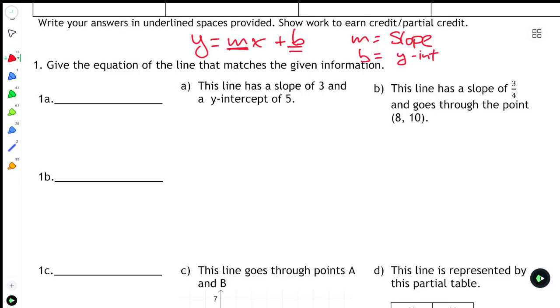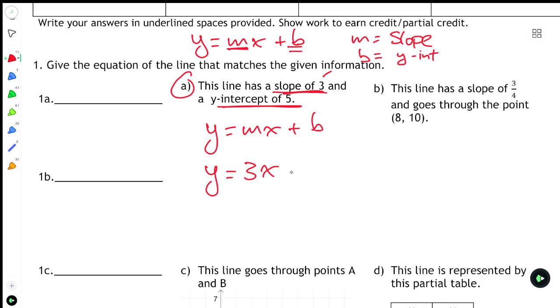So if we look at this first problem, question 1, give the equation of the line that matches the given information. For A, it says this line has a slope of 3 and a y-intercept of 5. What's nice about that is we know the two things that we call parameters, the things we need to write down the equation of a line. The slope is 3, so I'd write y equals 3 times x, and the y-intercept is 5, so plus 5. So this is the answer for A, y equals 3x plus 5.